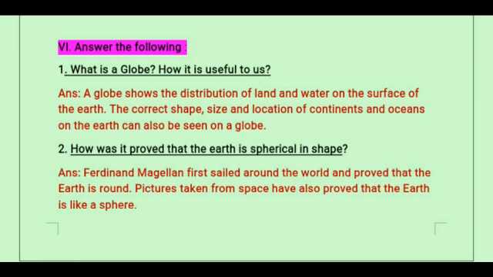Second one, how was it proved that the earth is spherical in shape? We all know it is spherical in shape. Who proved it, children? It is Ferdinand Magellan, who first sailed around the world and proved that the earth is round. And pictures taken from space have also proved that the earth is like a sphere.